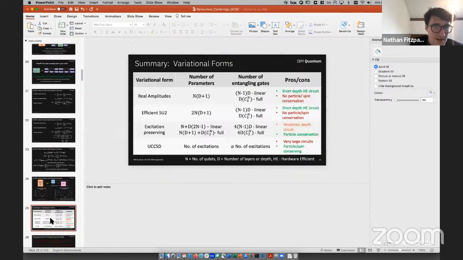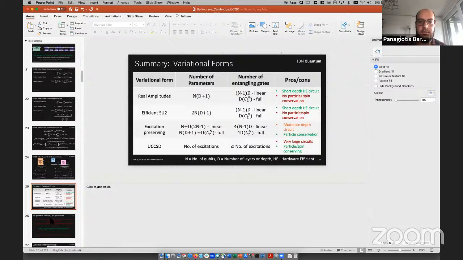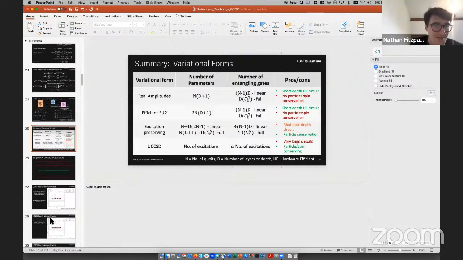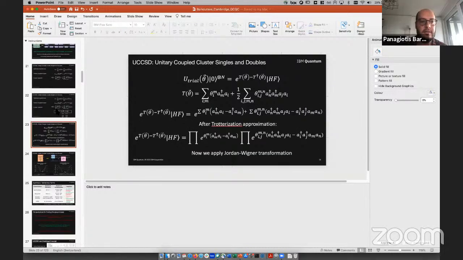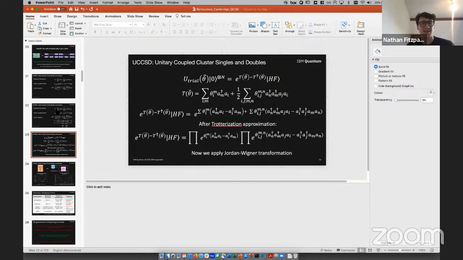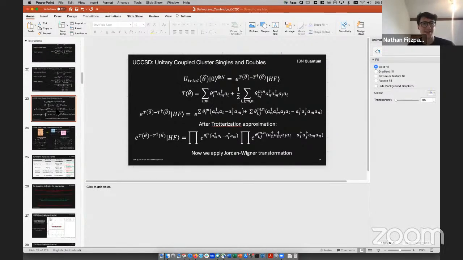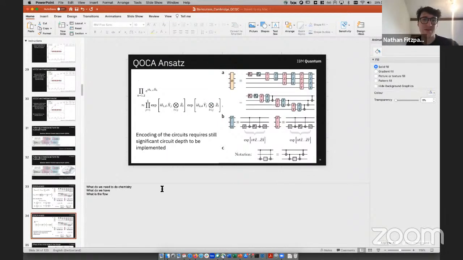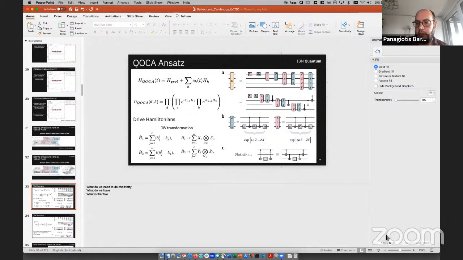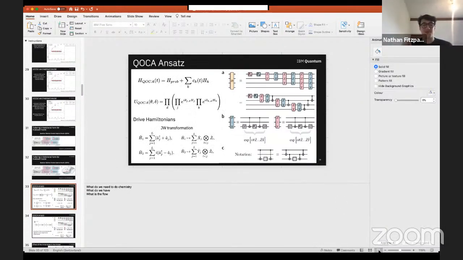Yeah, sorry. So go down, probably about slide 25, I think. Is it here? No, maybe before. Okay, sorry. This is the unitary coupled cluster. I think it had lots of ZX gates. Okay, this was the QOCA. Yes, of course, sorry. The drive Hamiltonian, yes. Here. Yeah. So sorry, go ahead. Oh, no, you explain.